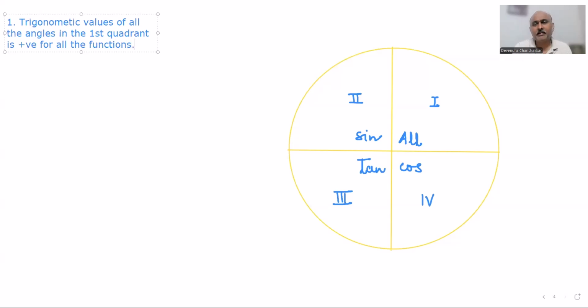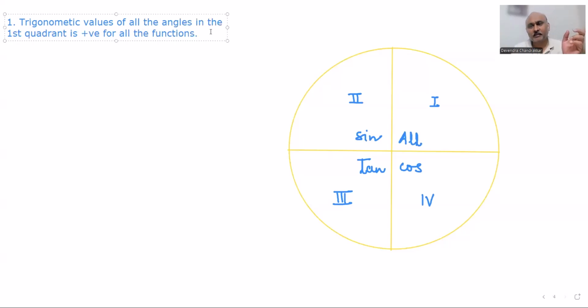For now, we are interested in sine, cos and tan, because the rest of them are inverses of these three. So we are just focusing on sine, cos and tan. By "all the functions", I mean sine, cos and tan of all the angles between 0 and 90 are always positive. ठीक है, that is what I mean by all.